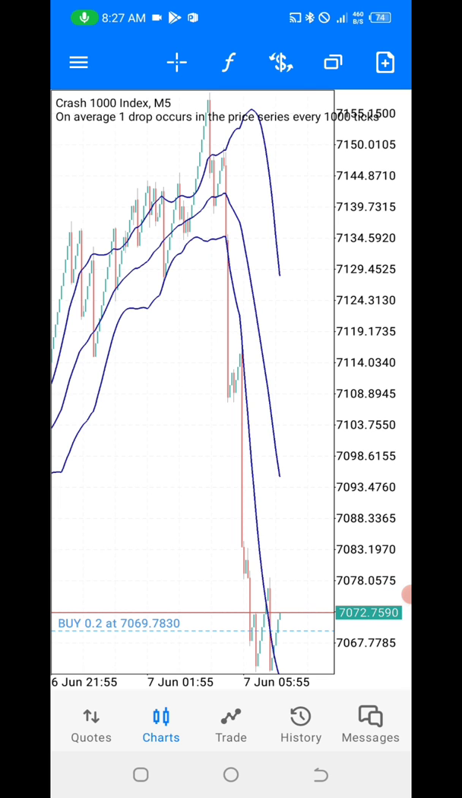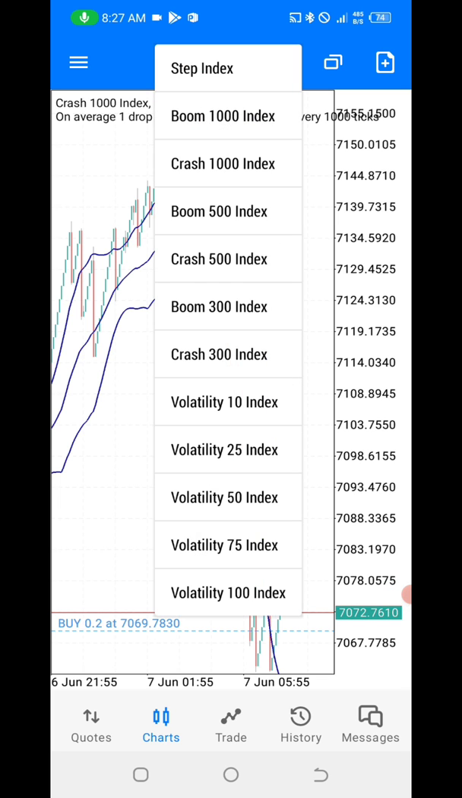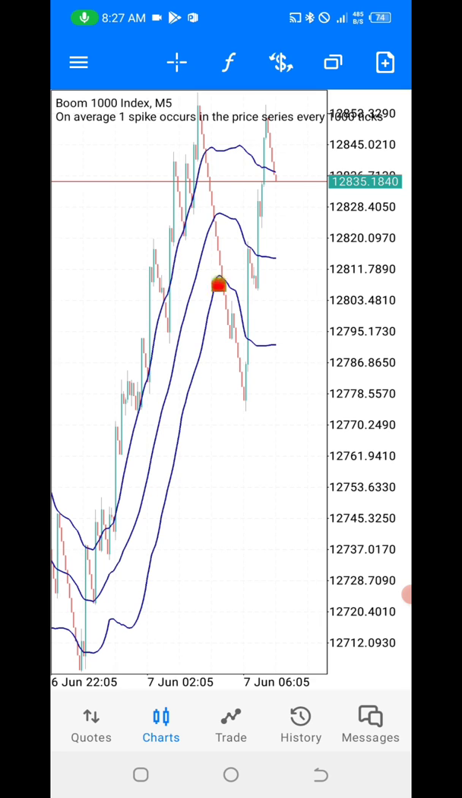And for boom market, the opposite is the case. Let's check boom market. Okay, now you can see that the condition is also being met here, but then I may not take another trade again because of the equity, right? It's just a testing video. You can test this strategy on your demo account first to see how it works.